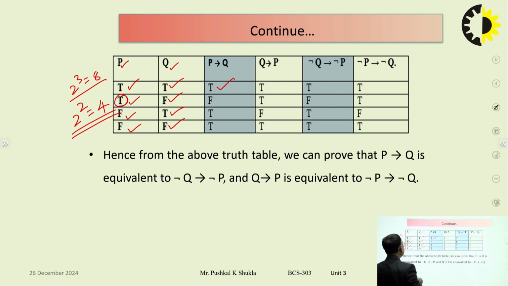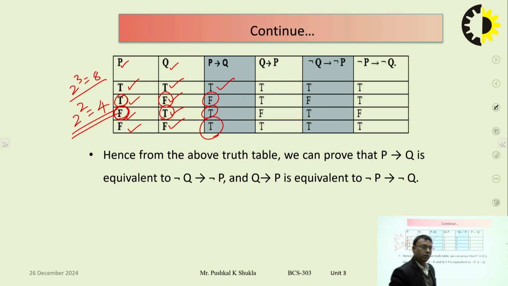If the condition is true and the conclusion is false, then it will be false. This is the condition and this is the conclusion part. So if the condition is true and the conclusion is true, it is true. If the condition is false and the conclusion is true, then it will be true. And if the condition and conclusion both are false, then it will be true.